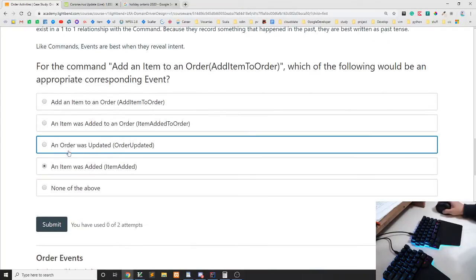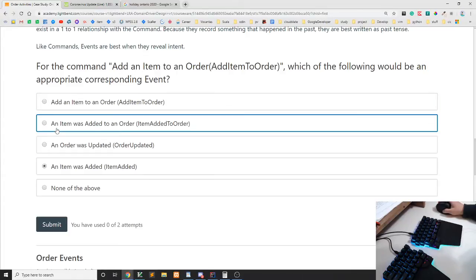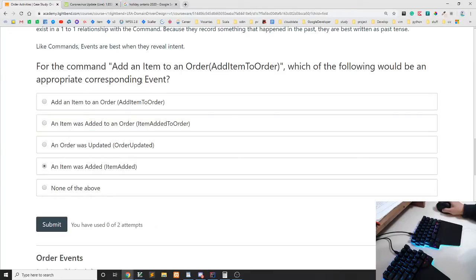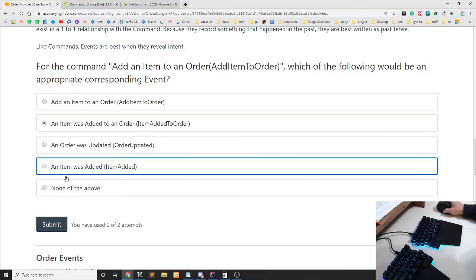But here, an order. So, which of the following would be the event for add an item to an order? Add an item. Item was added to an order. Item added to an order.